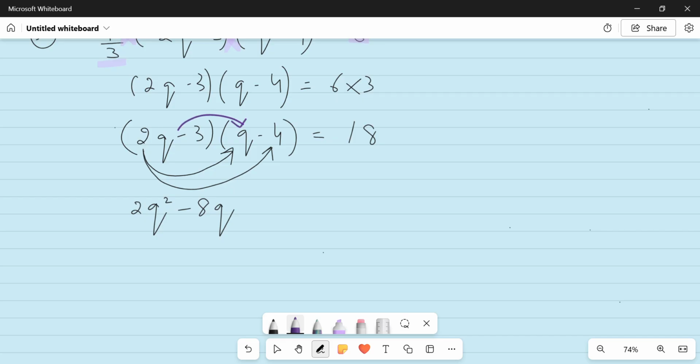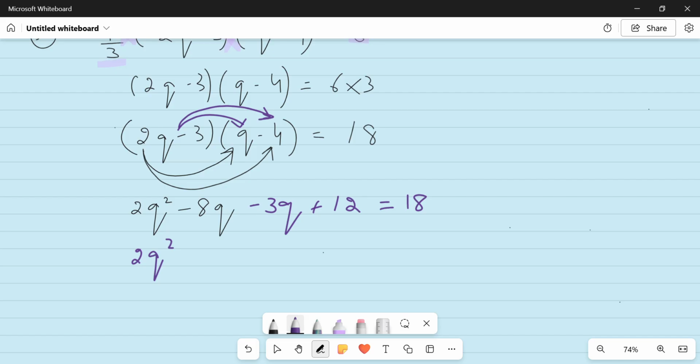They both multiplying, so minus 3q. And again, negative 3 multiplied by negative 4. Okay, there's a distributive property. So minus minus is positive, and 4 3s are 12. Okay, equals 18. Now 2q squared, this minus 8q and minus 3q, minus minus gives plus.